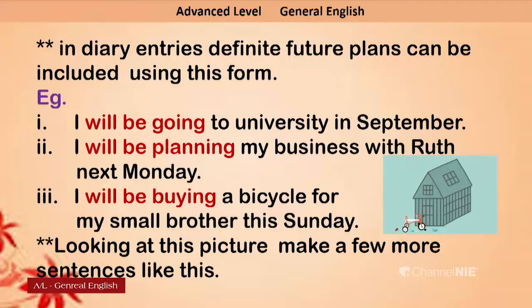Will be going to university, will be planning my business, and next one, I will be buying a bicycle for my small brother this Sunday, because there is a bicycle just in front of the house. That idea is there, but I want you to look at that picture and build two or three more sentences using the same structure, that means the future continuous.